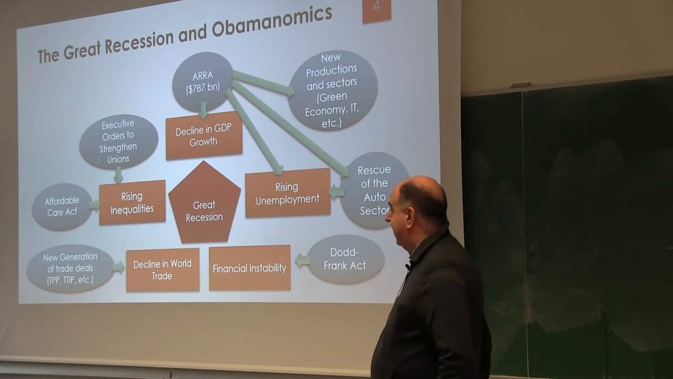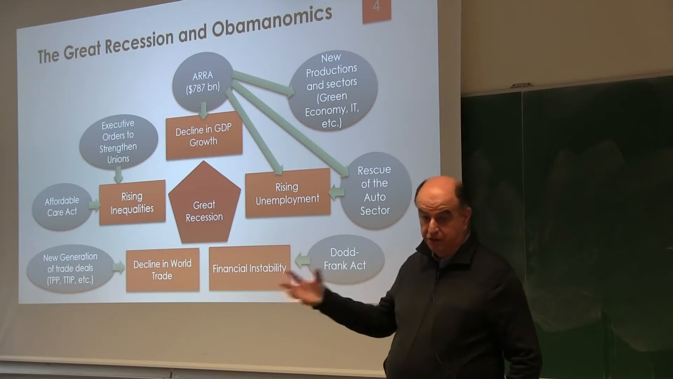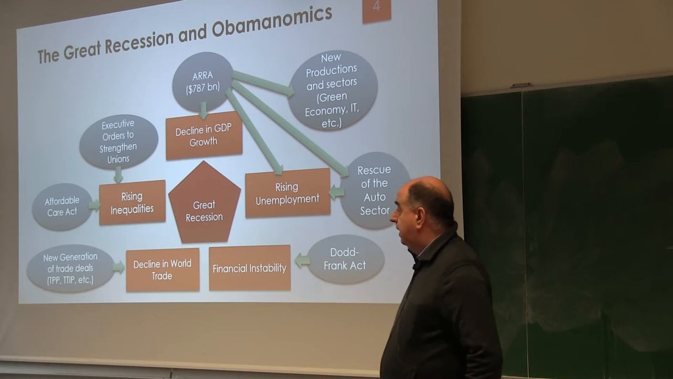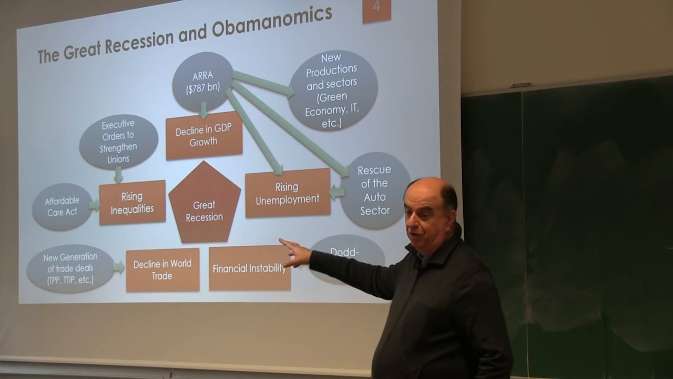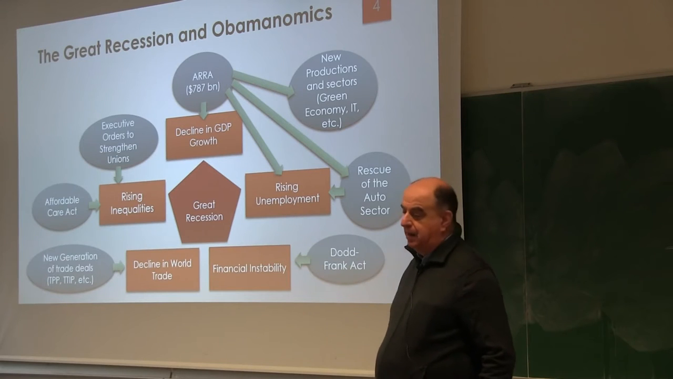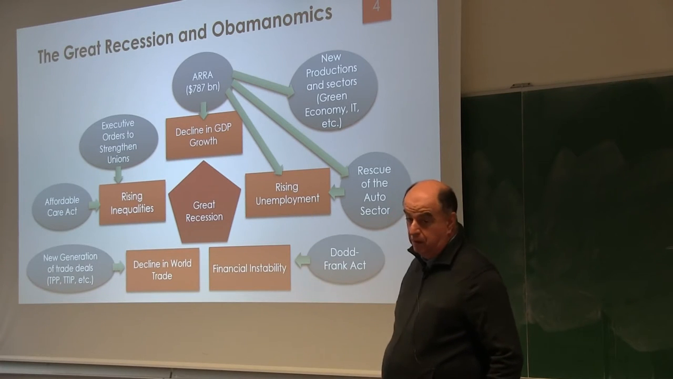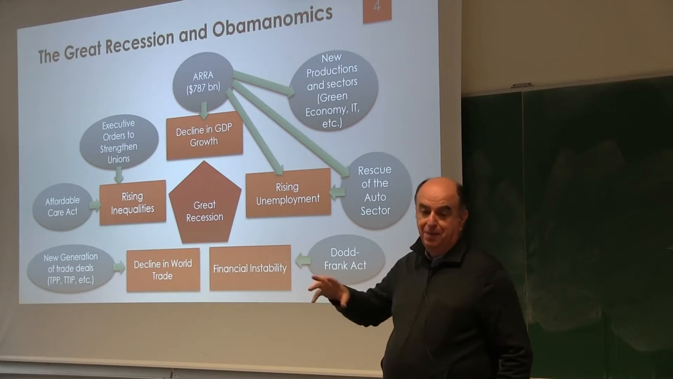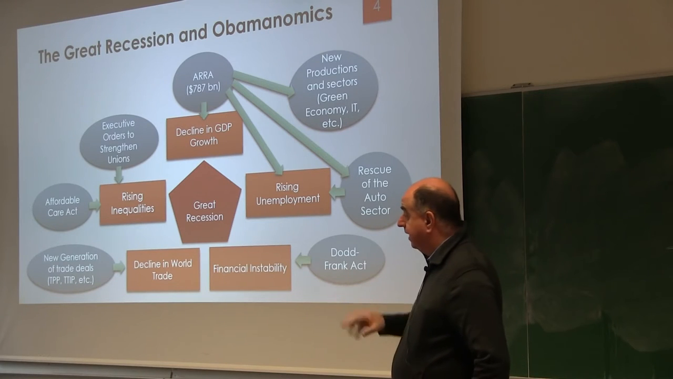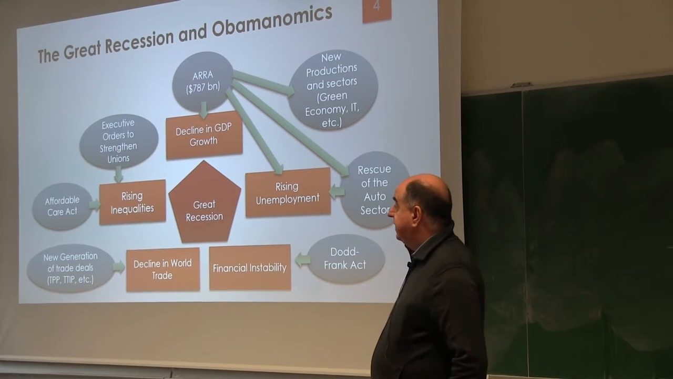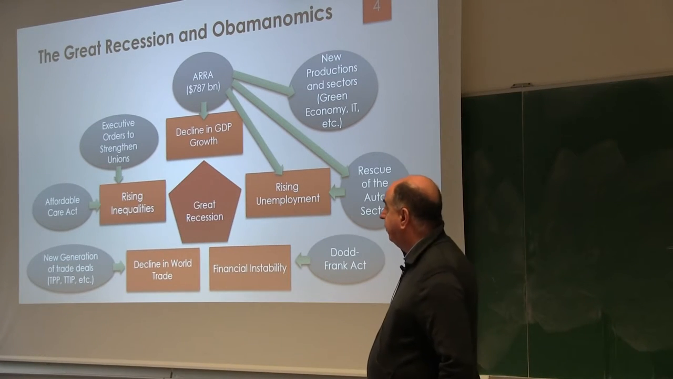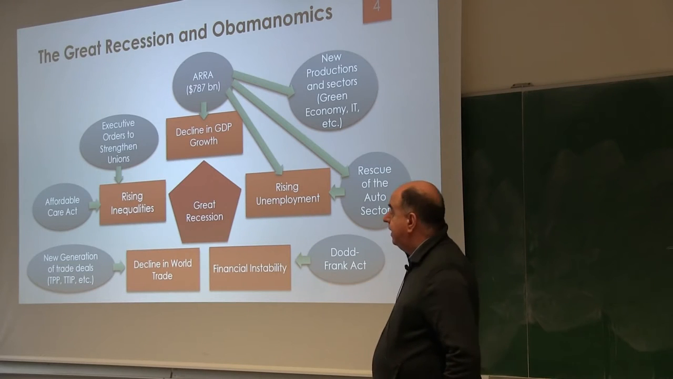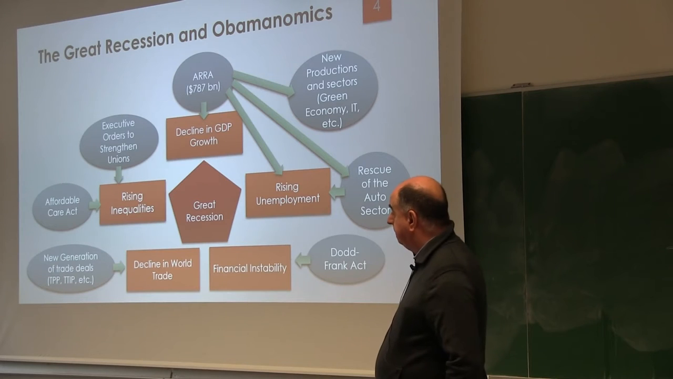It also tried to address the issue of rising inequalities that was mostly market-driven, by the Affordable Care Act, that is the healthcare reform, because part of it was paid through taxes on high income households, and the benefits were going rather to people with a low income or no income. There were a number of executive orders to strengthen unions in factories, in particular large factories, that he used to deal with rising inequalities.